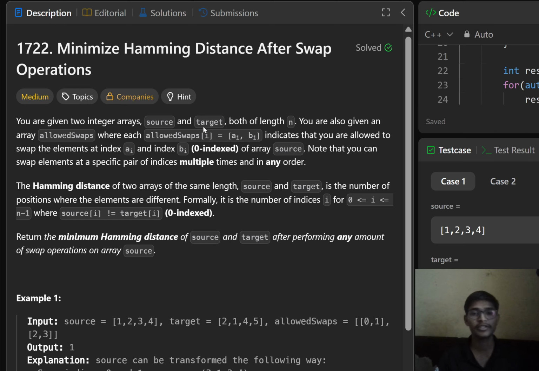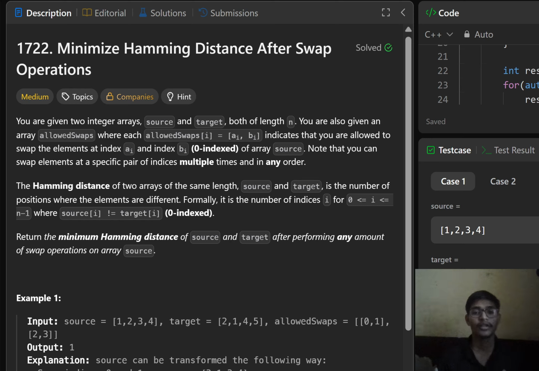So let's discuss what the question is saying. You are given two integer arrays, source and target, both of length n, so both of their lengths are equal. You are also given an array allowedSwaps, where each allowed swap consists of a_i and b_i. These are the indexes of the source or target array, which can be interchanged, meaning swapped, with themselves only.